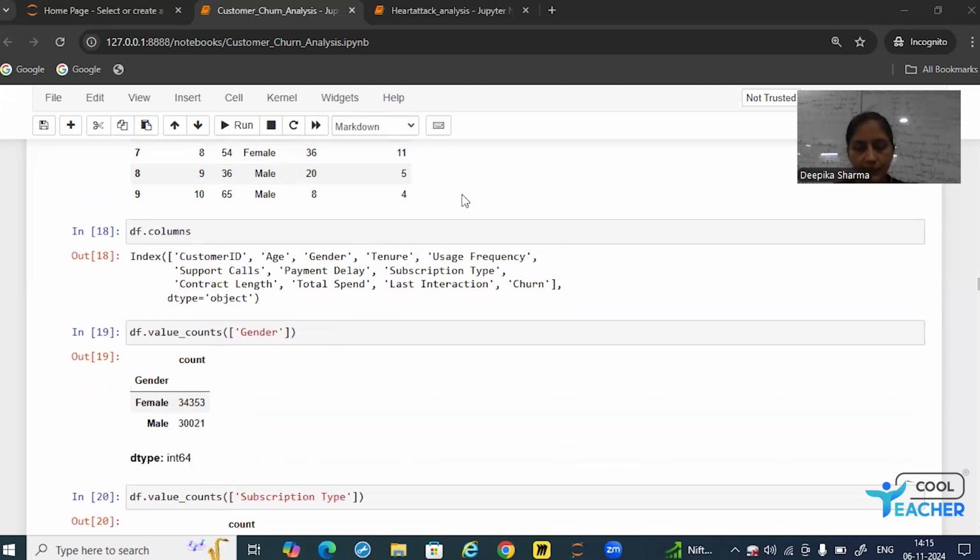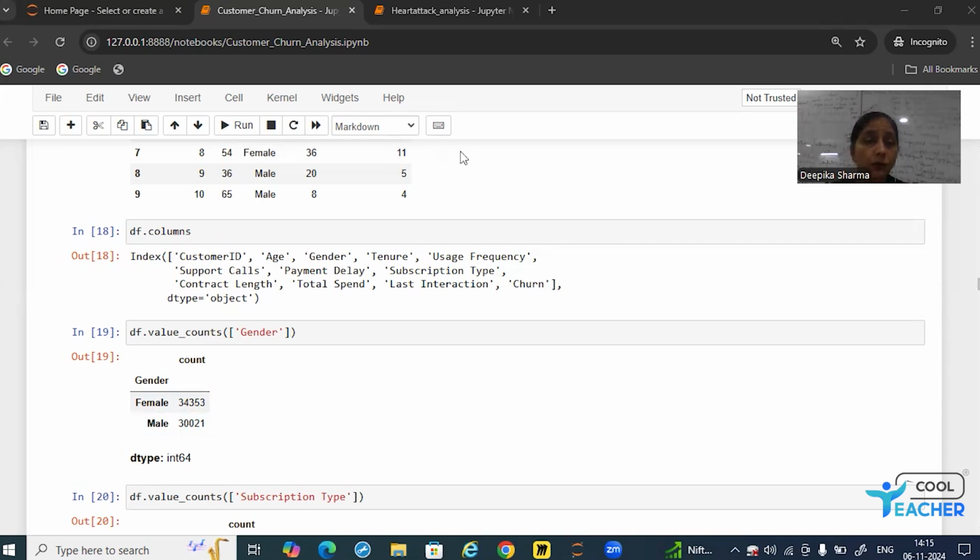If I want to analyze, inside this customer churn data set, how many total genders there are, how many males or how many females, then I need value counts. That is basically data frame dot value counts. Data frame dot value counts is one of the functions through which I can check the gender. Here, female is given as 34,000 and there are 30,000 male records.